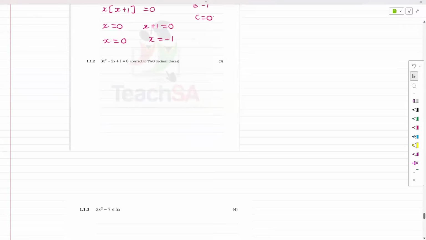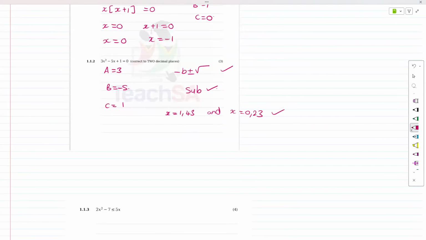The next one, the minus b formula, guys. I am skipping stuff because I don't want to make the video like 10 hours long for something that you guys can do. And that equals 1. Use the minus b formula to get 1 mark. Substitute to get 1 mark. And then get your answers to get 1 mark. So x equals 1.43, and x equals 0.23, right?